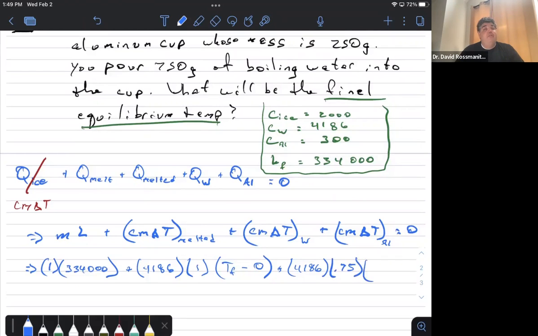Final minus initial temperature of the boiling water. Well, it starts at 100 because it's boiling, and you put it in this cold cup. So it's going to cool down to some final temperature. So final temperature minus initial, which is 100. So the boiling water term is done.